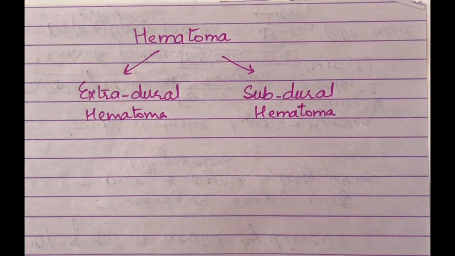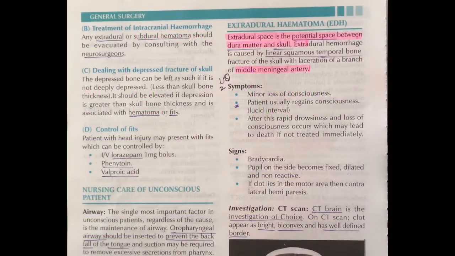So we are proceeding towards extradural hematoma. What is the extradural space? The extradural space is basically a potential space which is present between the dura mater and the skull. When there is accumulation of blood within the space between the dura mater and the skull, it is referred to as extradural hemorrhage or extradural hematoma. And why does this extradural hemorrhage take place?